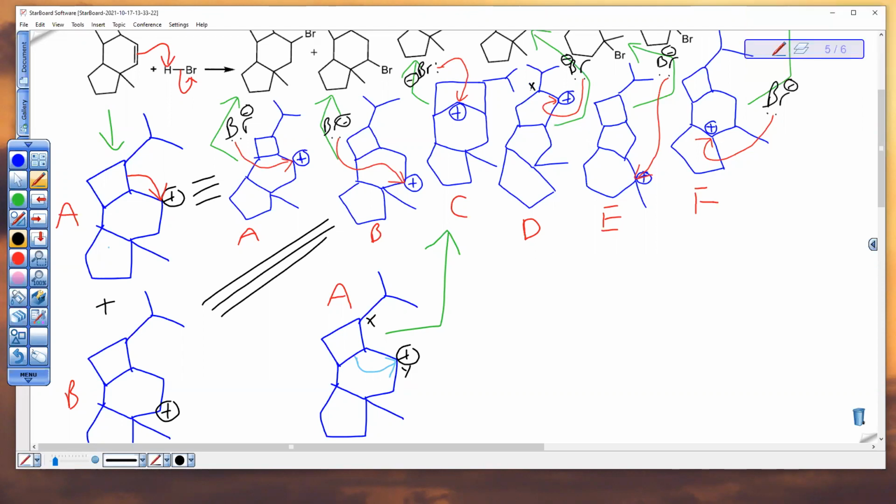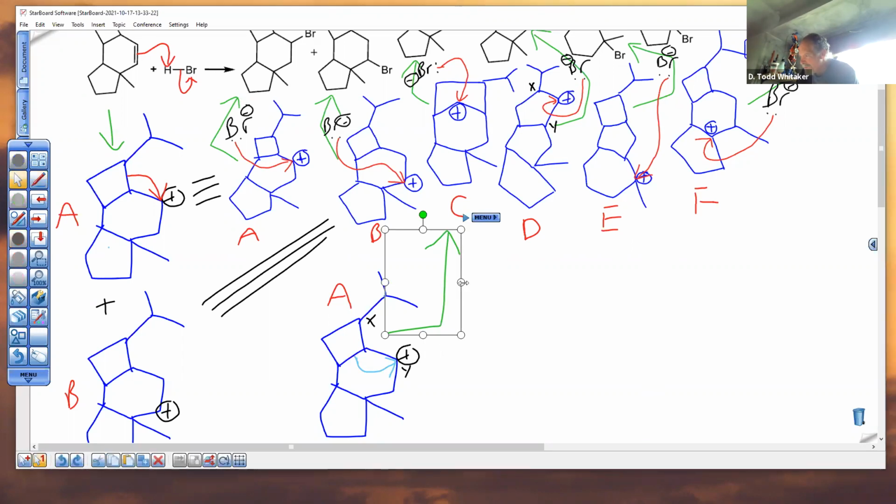X and Y. And in between's the cation. X. This breaks, makes ring size 5 there. This got cut down to ring size 5. And the adjacent carbon between X and Y is the cation. Whoa, don't erase anything. Adjacent atom between X and Y is the carbocation. So the green arrow, no problemo. Oh, look at, that's not nice. Don't even do that. There we go.